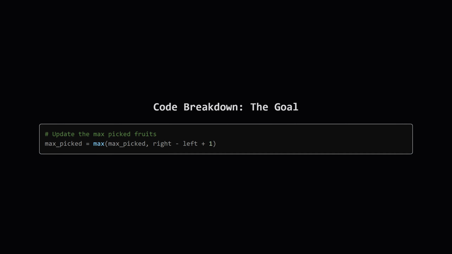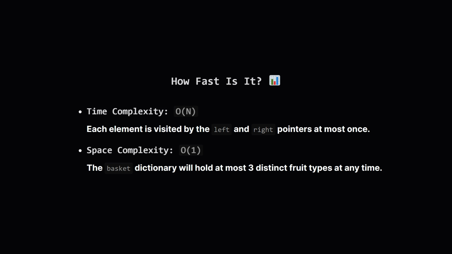After every single iteration of the main loop, our window is guaranteed to be valid, so we calculate the size of our current valid window. The size is simply the right pointer's index minus the left pointer's index plus 1. We then compare this current size to our max record and update it if we found a new, longer stretch. So how efficient is this solution?